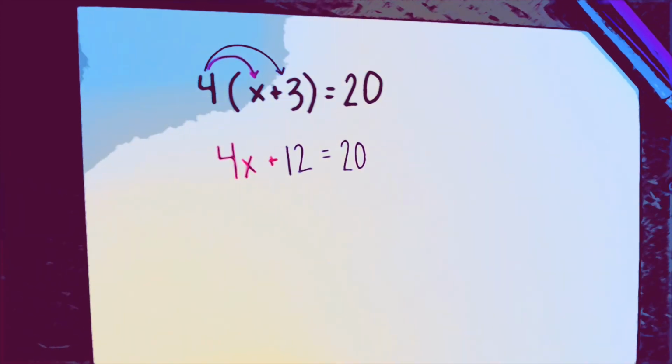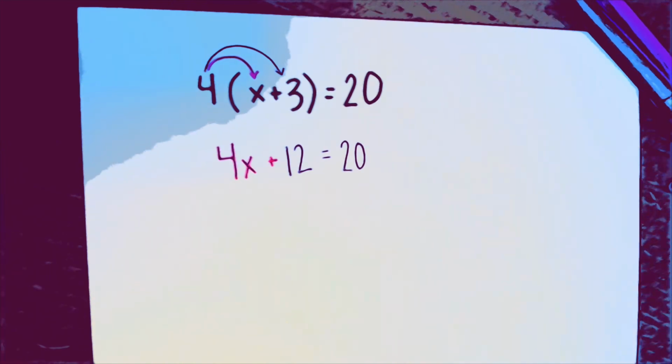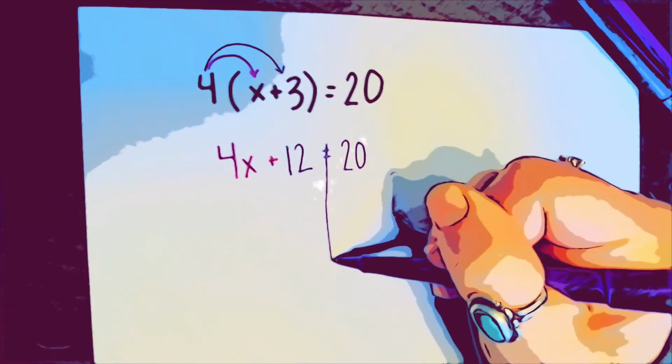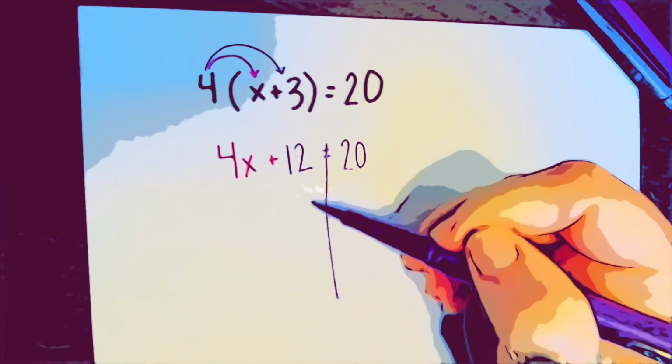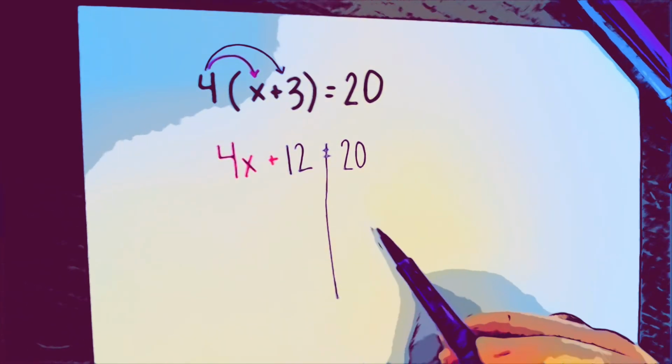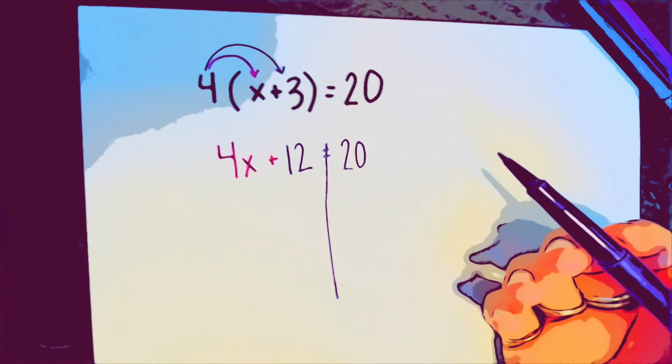This is just a 2-step equation now, and we're solving for x. You know what I'm going to do. The first thing I do is I draw a line down my equal sign. And that just reminds me that whatever I do on this side, I have to do on this side because they need to stay equal to each other. They need to stay balanced.